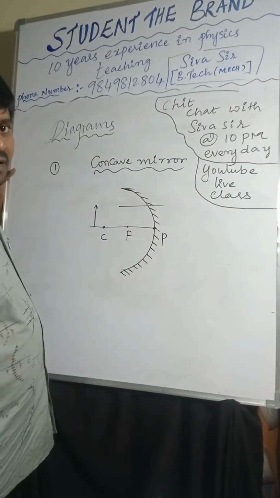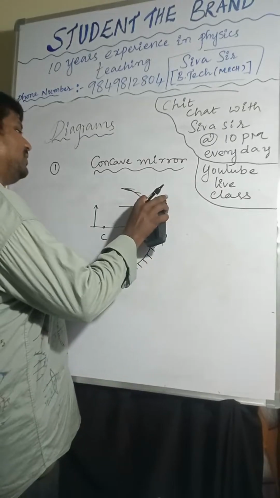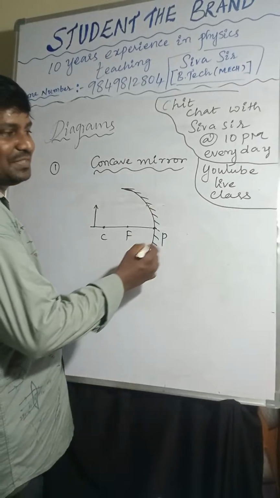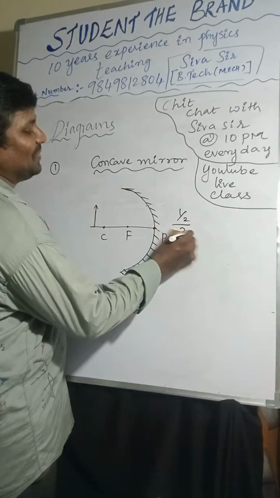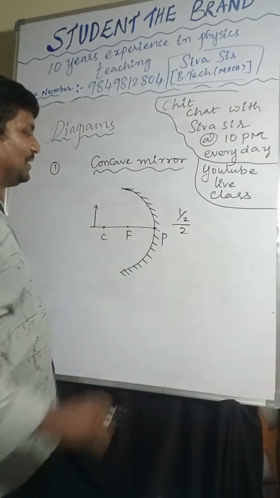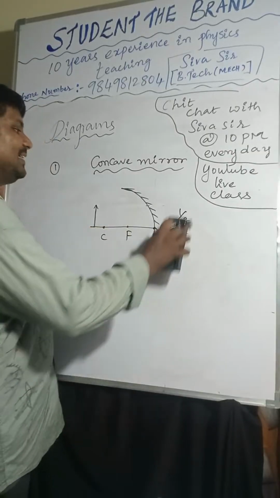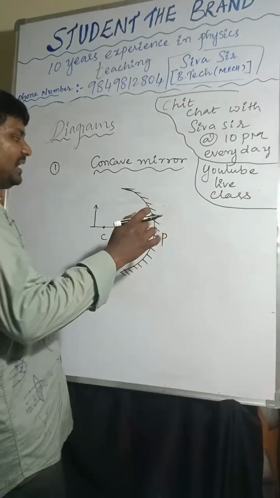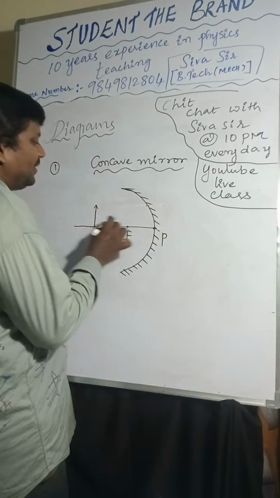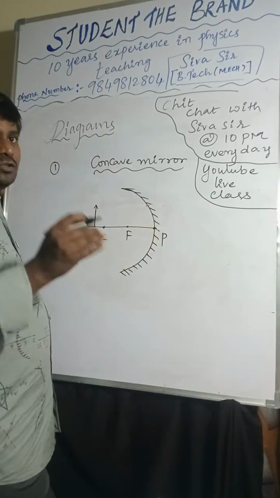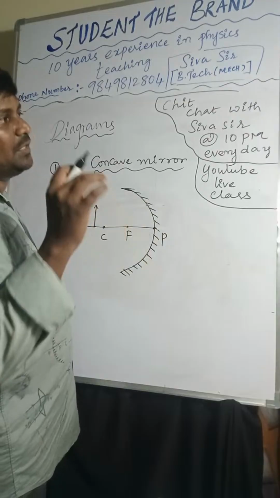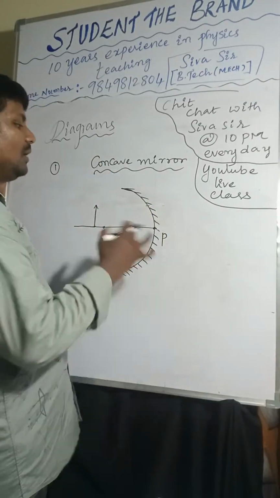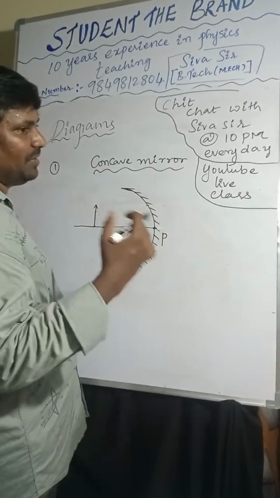So half of the mirror, again half of the half. If you take it like that, it looks very good, it looks great. And here we can see image formation. You should keep image formation in mind: where we have to place the object, and where the image will form. Those points you should be very clear about.